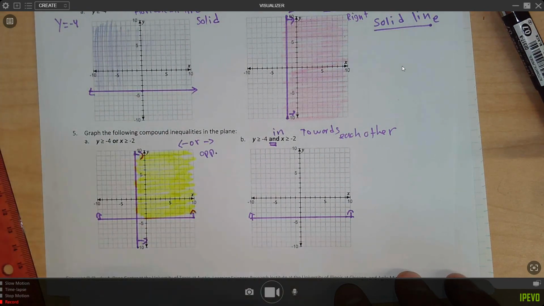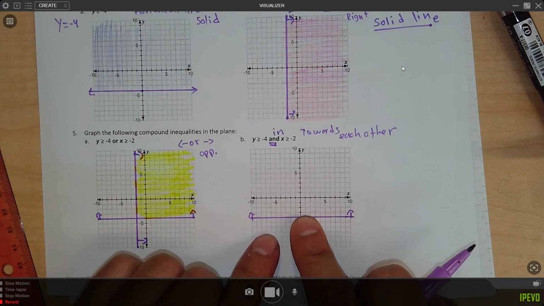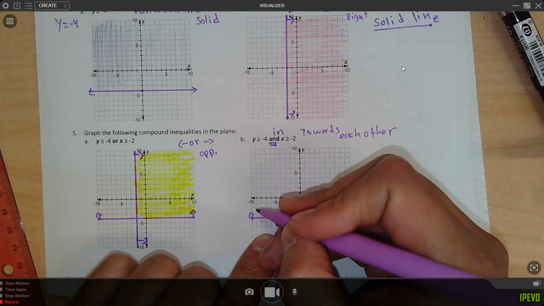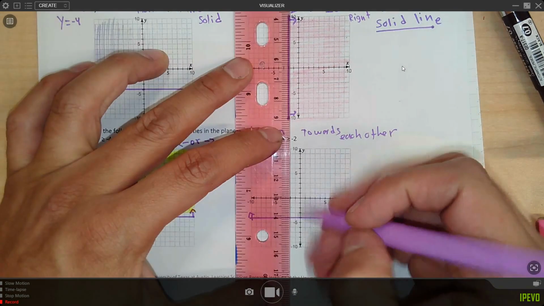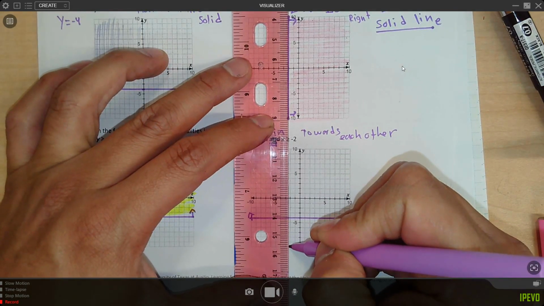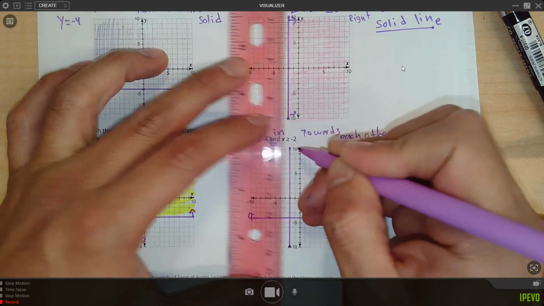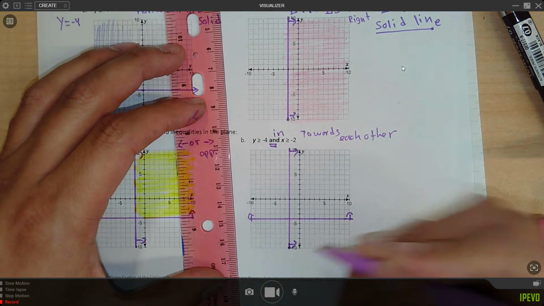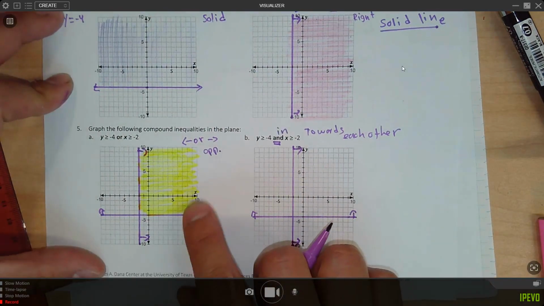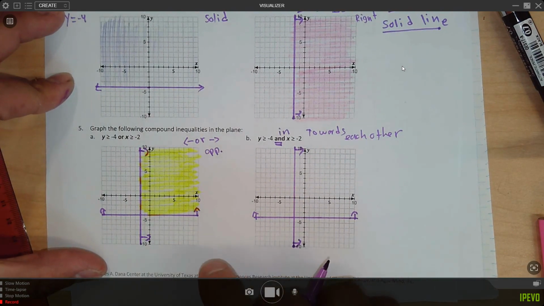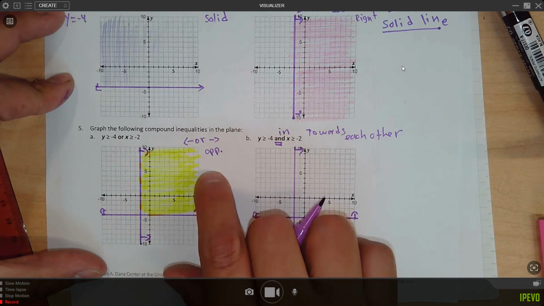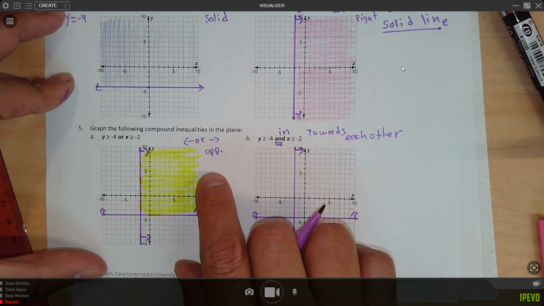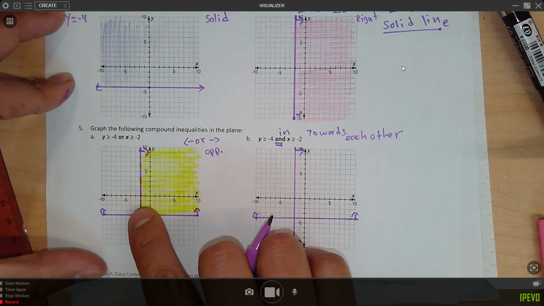Let's see the difference for this one. This one is going to be above and to the right of -2. So and to the right of -2 will be this one right here. For this one, it's going to be opposite direction. So let's see this one. So it's either greater than -4 or greater than -2.